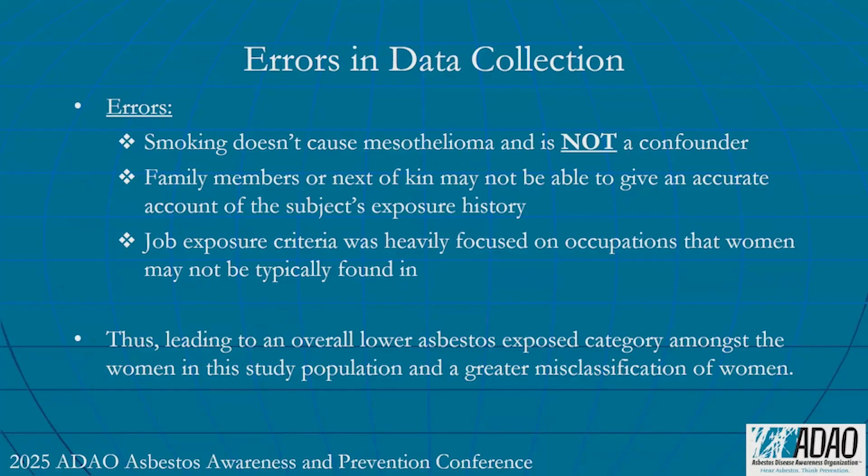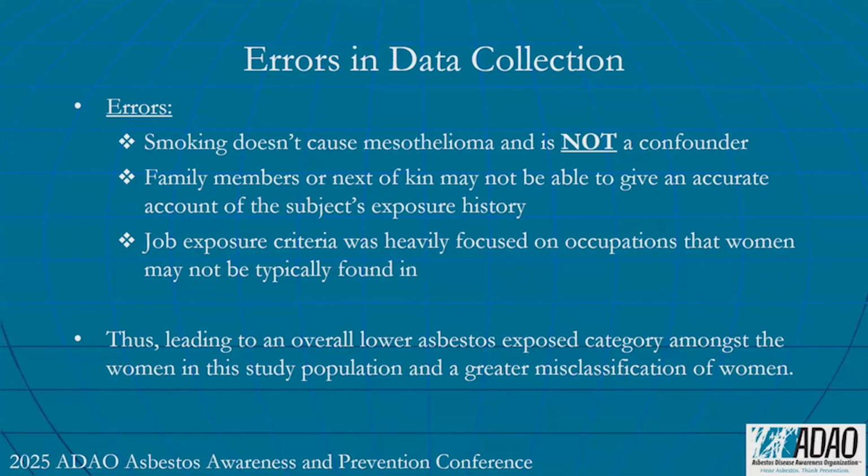The family members or next of kin couldn't give an accurate account, and job exposure criteria were focused on occupations women weren't typically found in. This was a study that was looking at women, and most of the women didn't have exposures in the only way they asked if they had exposures. So if they didn't fit into one of these categories, they were said to be not exposed. So overall, the lower exposed category in these women led to a greater misclassification.